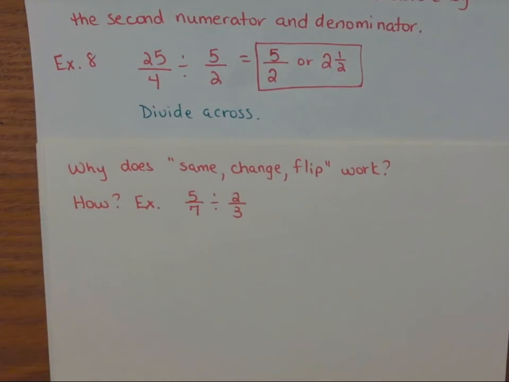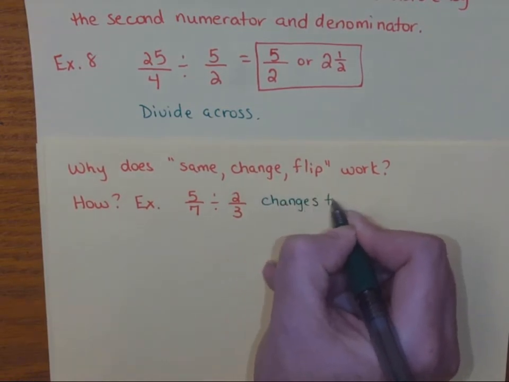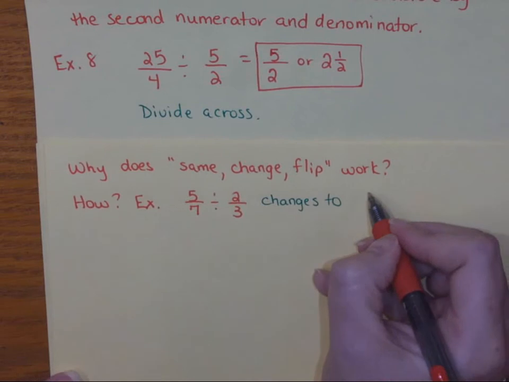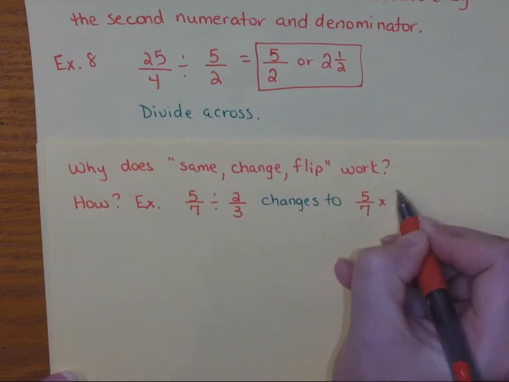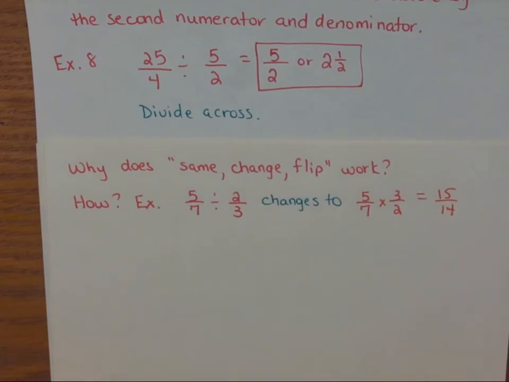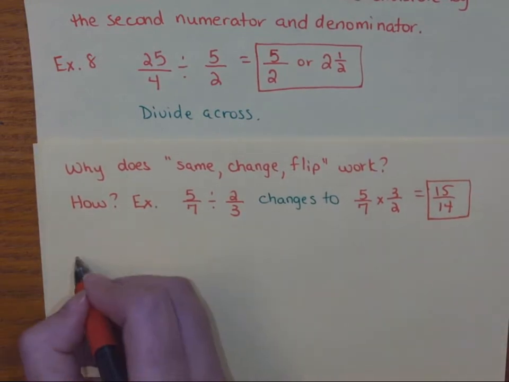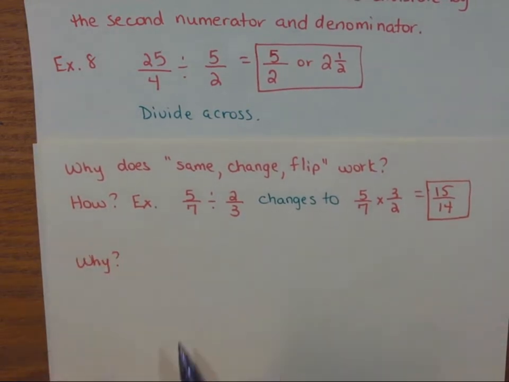All right, so let's talk about the old traditional way most of us learned. We would say that this changes to 5/7 times the reciprocal, right? So times 3 over 2, and we get 15/14. Notice that's the same problem that I had up top, for example 7. So this is the how, but my bigger question is, why does this work? It seems odd, and how come it works?